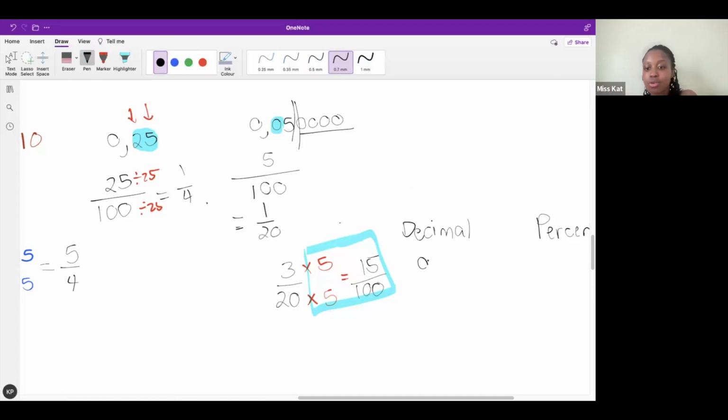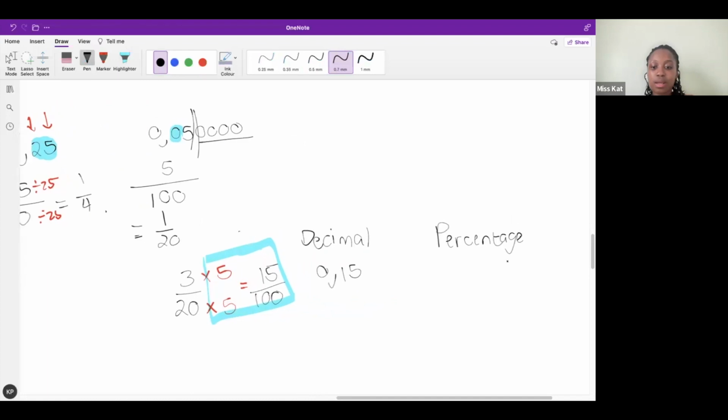Then as a decimal, it will be 0.15. And as a percentage, it will be 15%. So do you see what I meant, Seth, by making it over 100? This is the case when we are given the fraction. So we can use our fraction to help us answer the decimal and percentage part. And if it's over 100, it is so much easier. You're welcome, Seth.